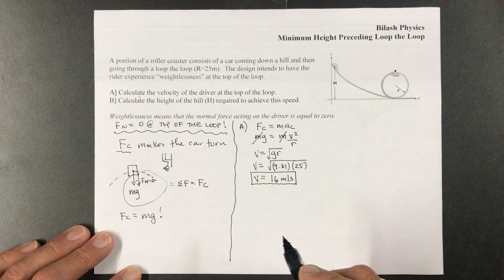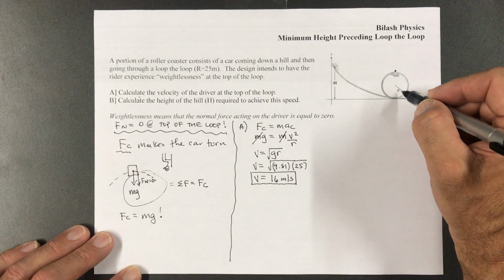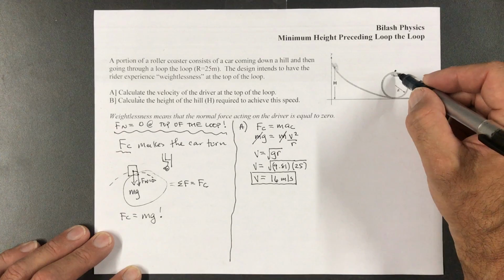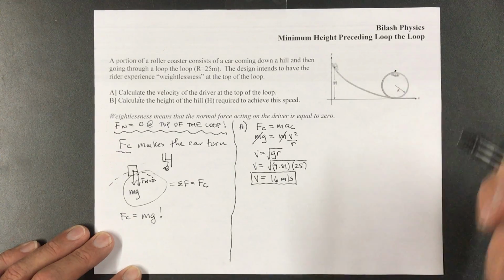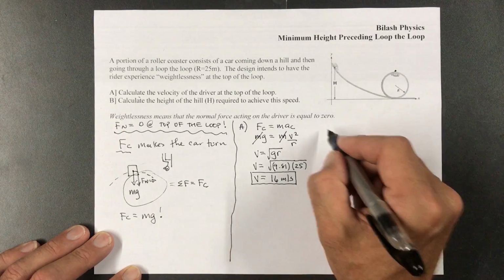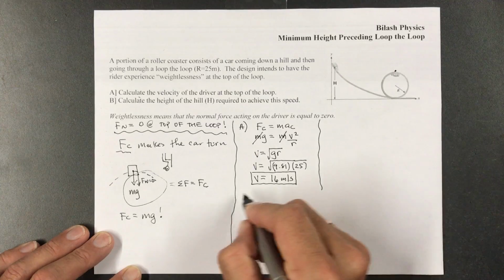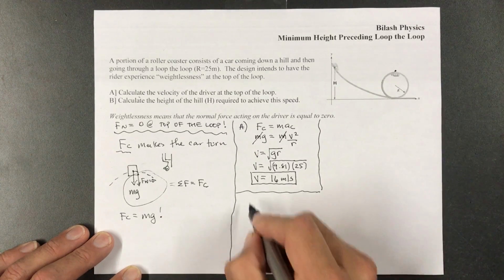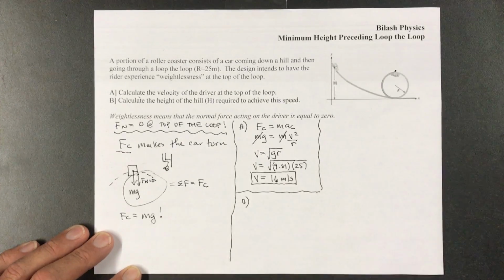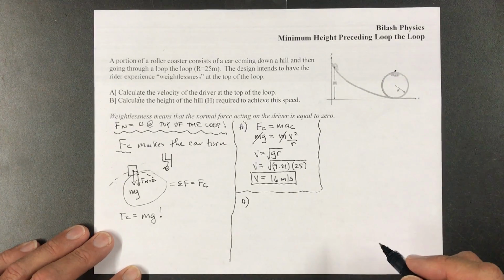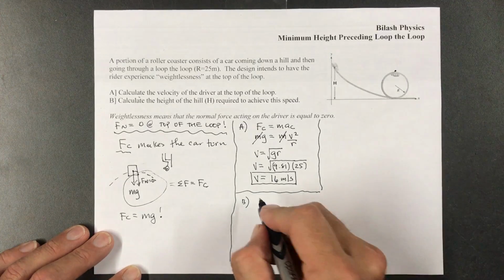If you go slower than that, then the driver actually won't make it to the top of the loop, and then they will just return backwards. So now let's figure out the next part of the problem. B. It says calculate the height of the hill. Well, here we're going to have to go back to an older topic of conservation of energy.